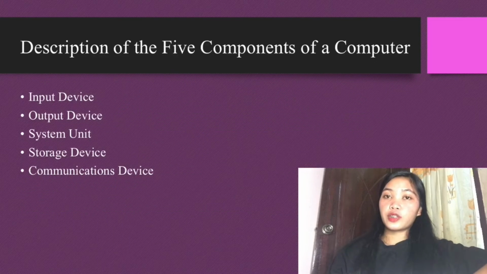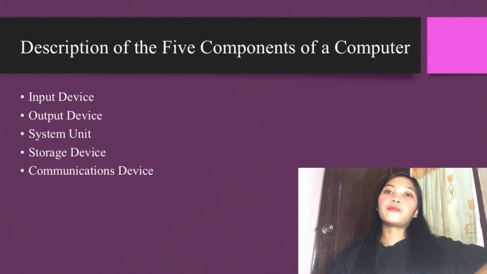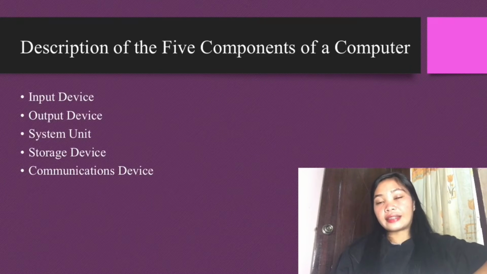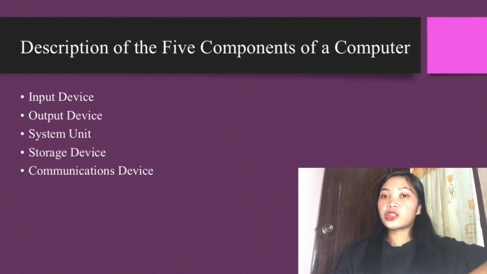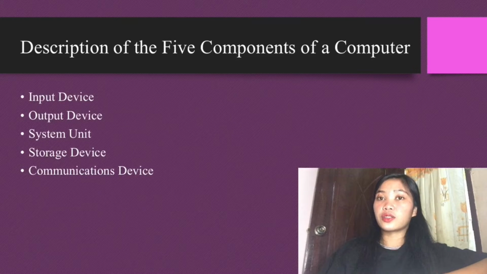Next is the descriptions of the five components of a computer. So the five components of computer are the input device, output device, system unit, storage device, and communications device. An input device allows you to enter data or instructions into a computer. An output device conveys information to one or more people. A system unit is a case that contains the electronic components of a computer that are used to process data.